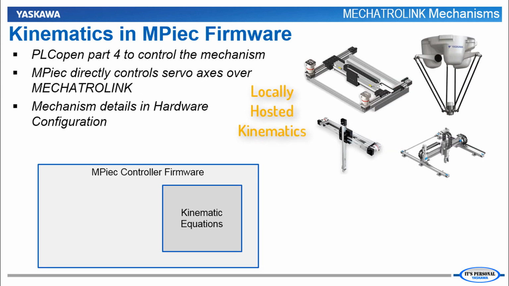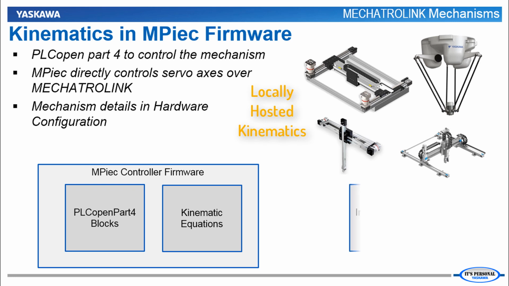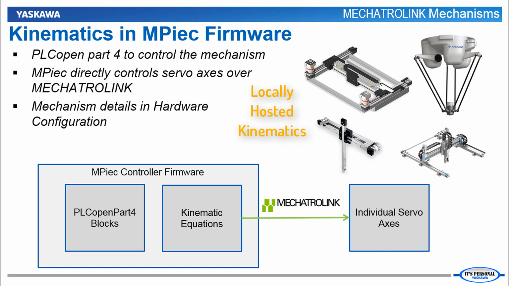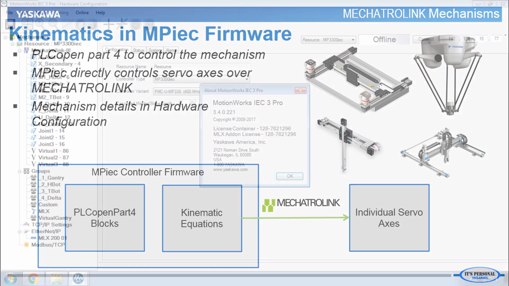For gantries, H-bots, T-bots, and Delta robots, we eliminate the external controller and the kinematics in the application code by including the kinematic equations in the firmware of the MPiec controller. You still use PLC Open Part 4 programming to produce coordinated motion, but the servo axes are controlled directly over MECHATROLINK. Details and options for these mechanisms are defined in the hardware configuration of Motionworks IEC.